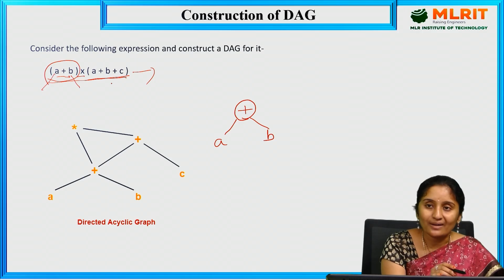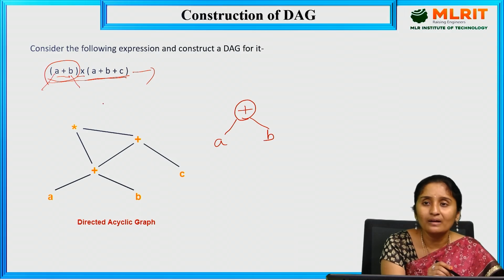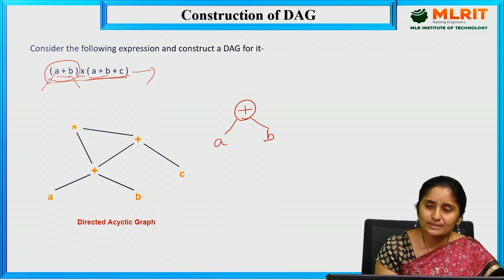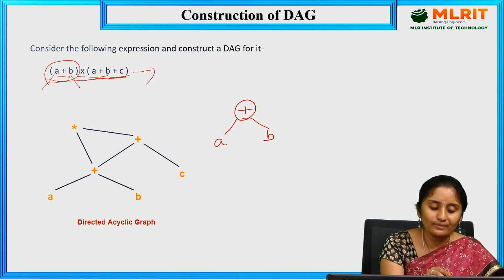What we have in rule 2, when we are going to construct a DAG, we need to check whether the expressions already exist. If it exists, we will use it. If the statements do not exist, we will construct them. See here, A plus B. A plus B is already existing. Can I reuse this one? Yes. So the next I have is plus C.